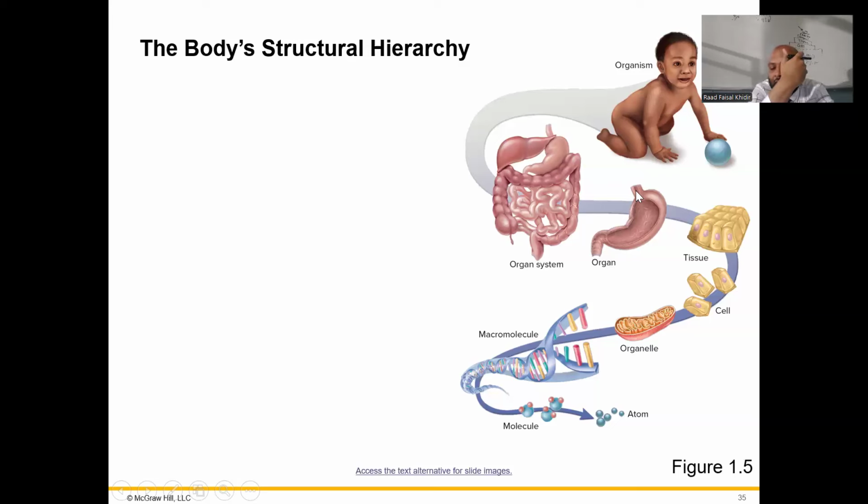So sometimes one organ can have multiple different tissues. For example, the skin can have nerve tissue, it can have epithelial tissue, and it can have hair follicles. So that shows you we have multiple types of tissues.